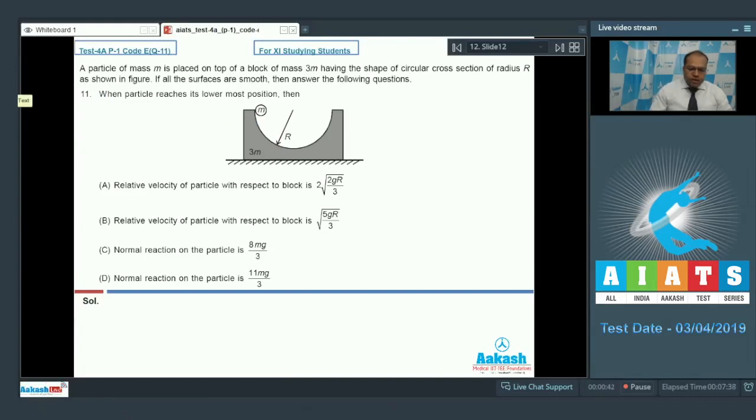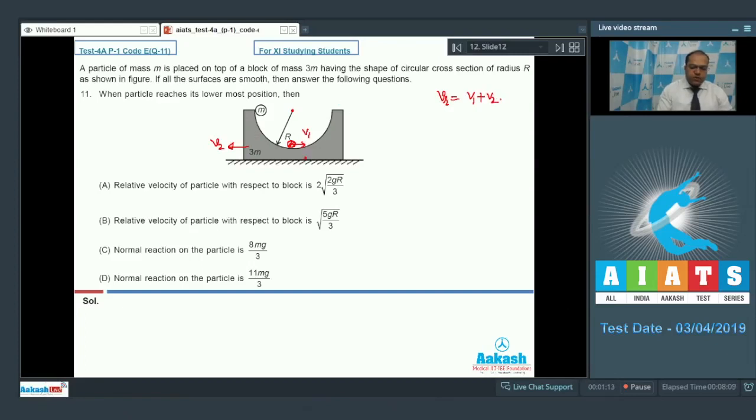So in that case, suppose after time t, this particle reaches the bottommost position, then at that moment let's say the velocity is v1 with respect to ground and the velocity of mass 3m is v2 with respect to ground. So the relative velocity of this particle with respect to the center of the block can be written as v relative. So that is equal to v1 plus v2.